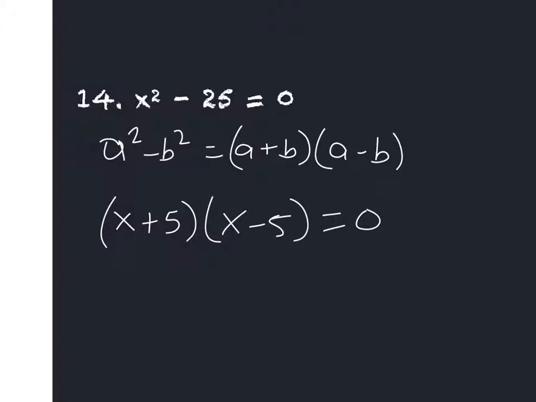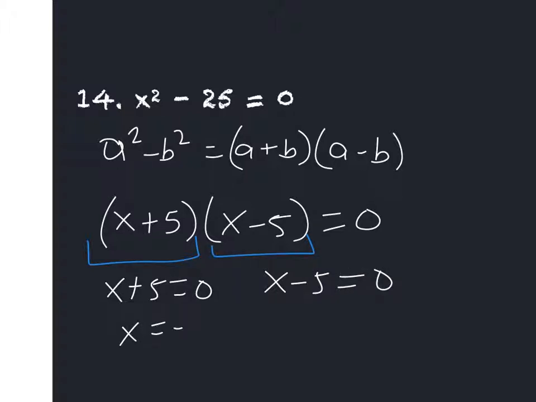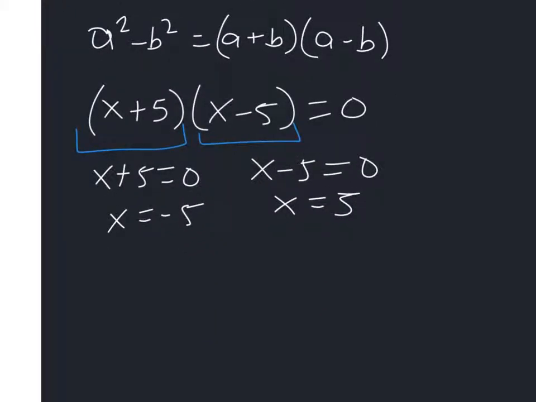That equals 0. You set both of your factors equal to 0. So that's going to be x plus 5 equals 0 and x minus 5 equals 0. So it would be x equals negative 5 and x equals positive 5. Those would be your two solutions. Negative 5, positive 5.